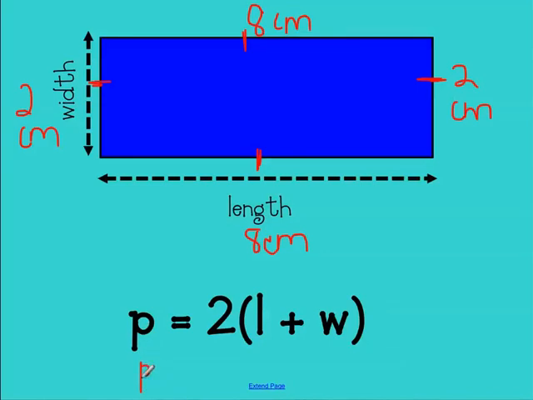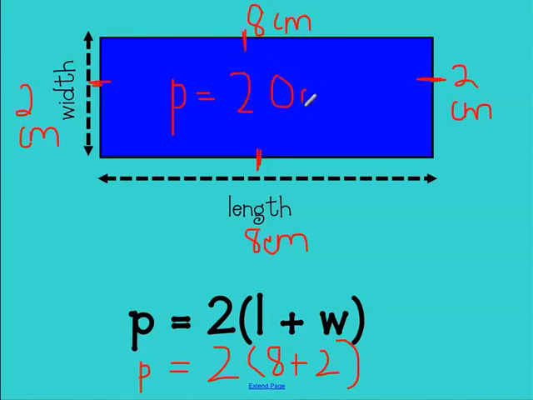Perimeter equals 2 times, and again I just replace my variables with the information that I know. 2 times length, length is 8, and width is 2. So my number sentence becomes perimeter equals 2 times 8 plus 2. And if you remember back from algebra, I do inside my parentheses first. 8 plus 2 is 10, and 2 times 10 is 20. So again, perimeter equals 20 centimeters.